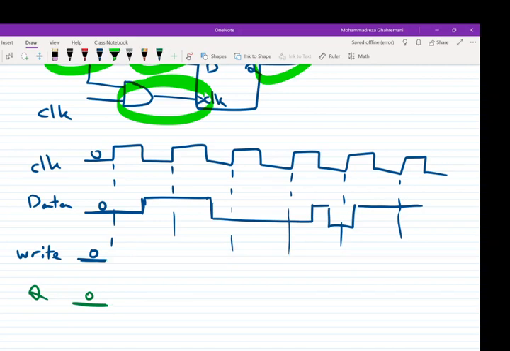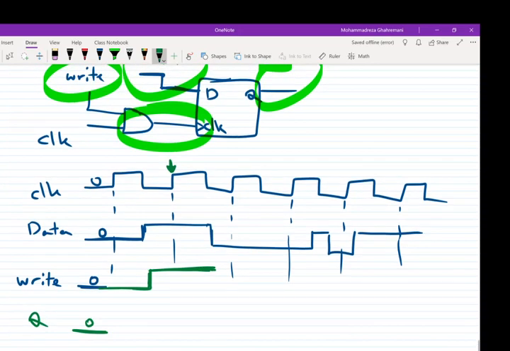Okay, now let's say at this moment we want to store the data, not at that moment, but at this moment. So what we do is the write signal will be activated before the clock signal is activated. Now what's happening at this moment?